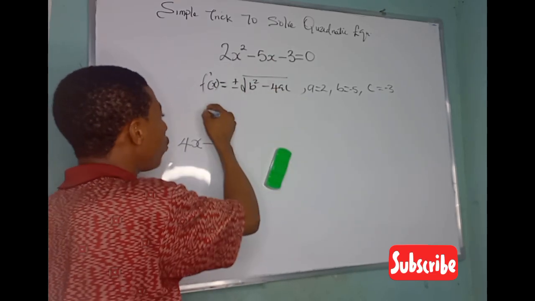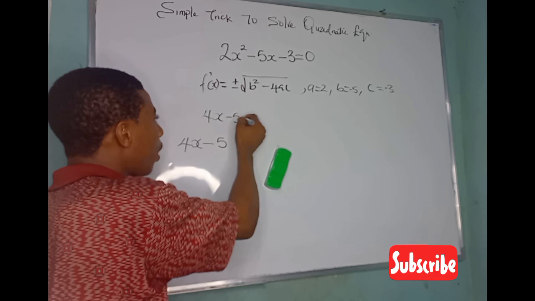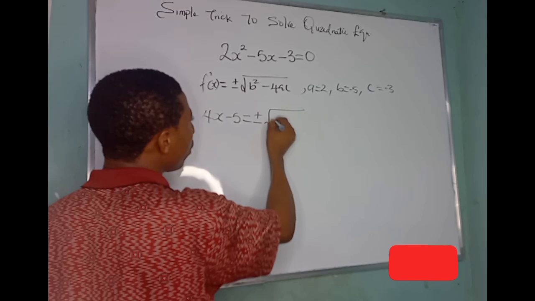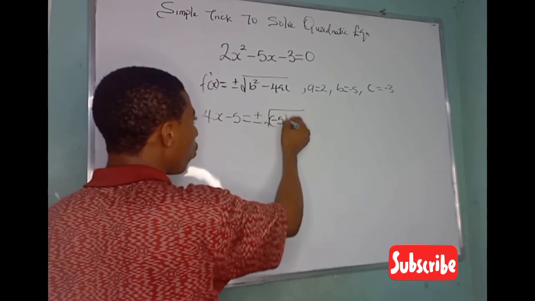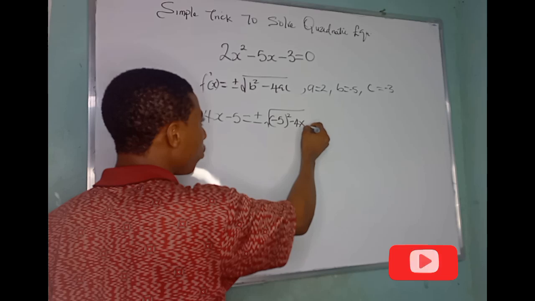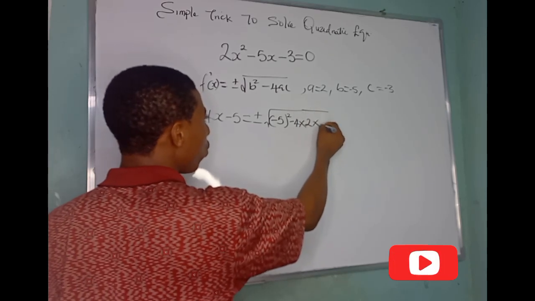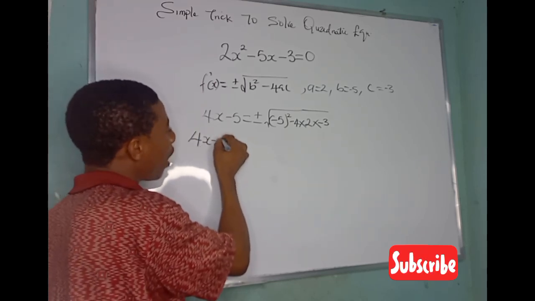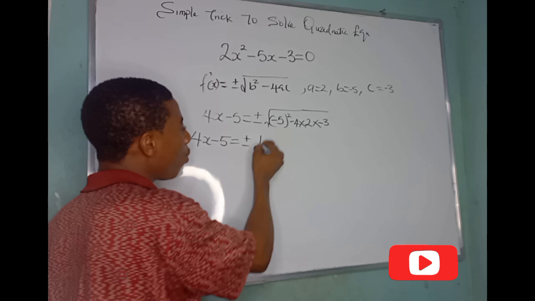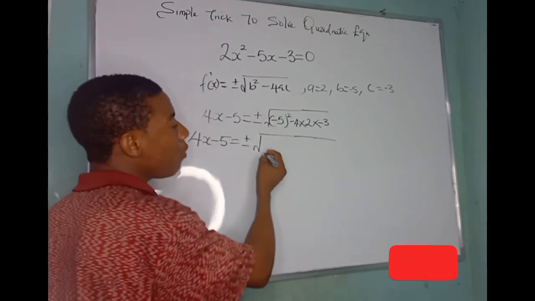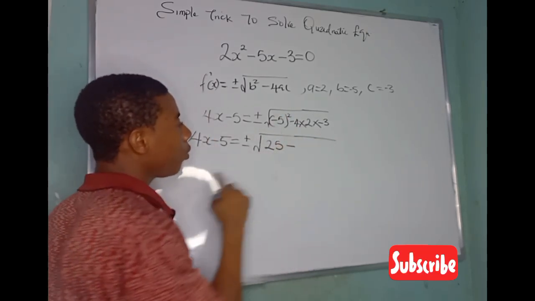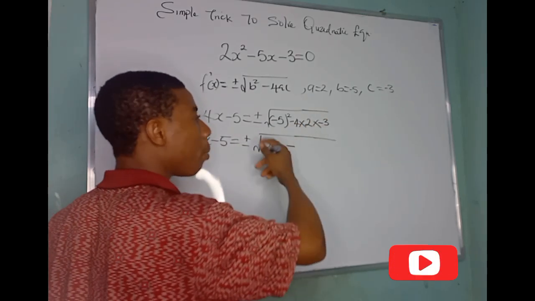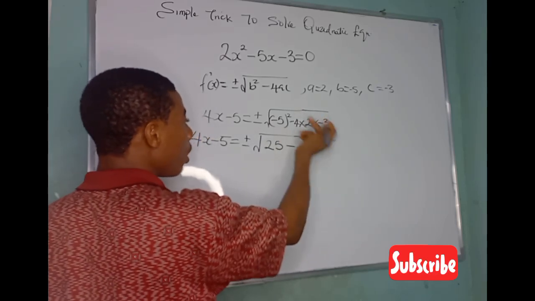So I've differentiated this, and I have 4x minus 5 equals plus or minus the square root of, what is b? b is minus 5, all squared, minus 4 times a, which is 2, times c, which is minus 3. So we have 4x minus 5 equals plus or minus the square root of minus 5 squared, which is 25, minus, 4 times 2 is 8, and 8 times minus 3 is minus 24.